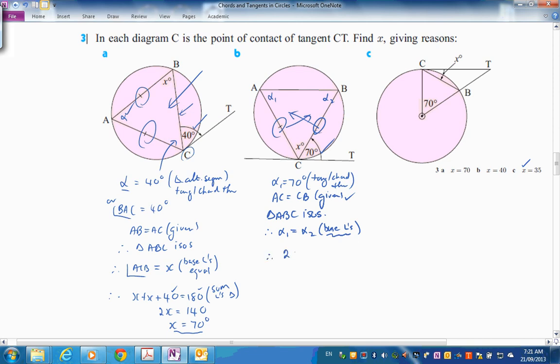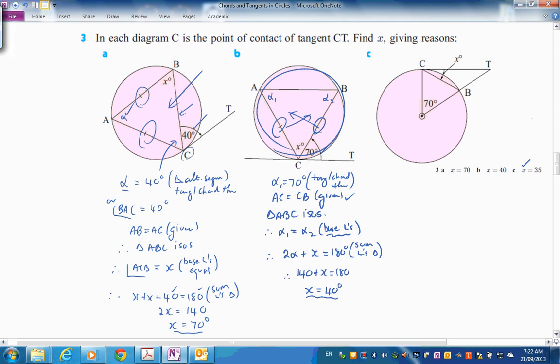Therefore, 2 alpha plus x is 180. What are we doing? Sum of angles of that triangle. Sum angles of a triangle. Therefore, alpha is 70, so 140 plus x is 180, so x is 40 degrees, taking 140 from both sides. Okay, check it. It must have that sort of level of reasoning, reasons in brackets and making deductions.